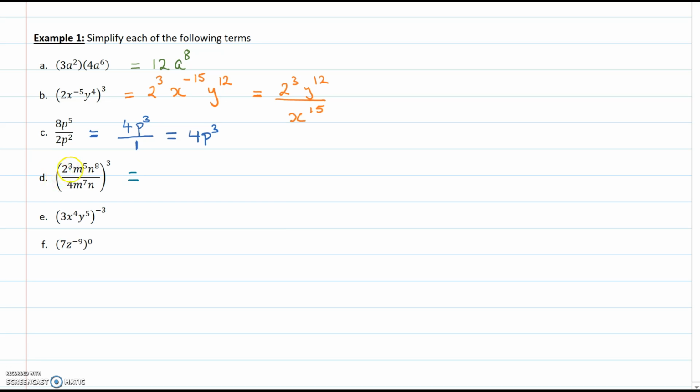So we had a 2 to the power of 3 already, and now a 3 on the outside. Remember, inside and outside powers, we multiply them. So that would be 2 to the power of 9. Okay, m to the power of 5 to the power of 3, well, that's m to the power of 15. Okay, n to the power of 8 to the power of 3, that would be n to the power of 24.